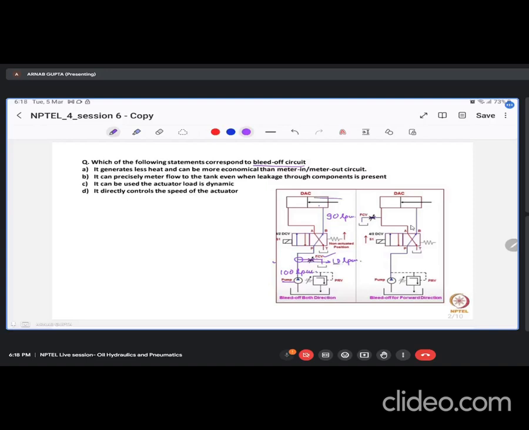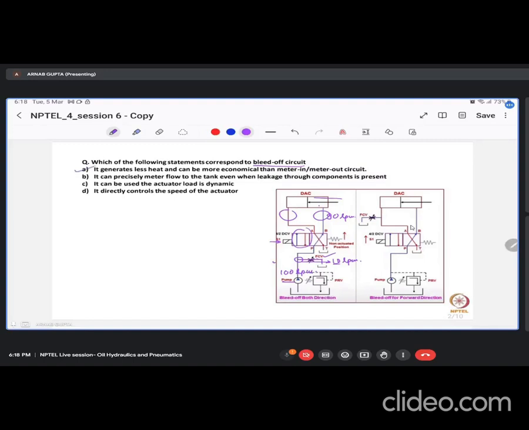of this actuator. So this is for controlling the speed during the return stroke. If it is connected to this line, then you can control the forward stroke, like if you actuate this S1. So it's much simpler than your meter in or the meter out circuits, wherein we directly put the flow control valves here or here. So yes, it generates less heat, and it can be more economical.